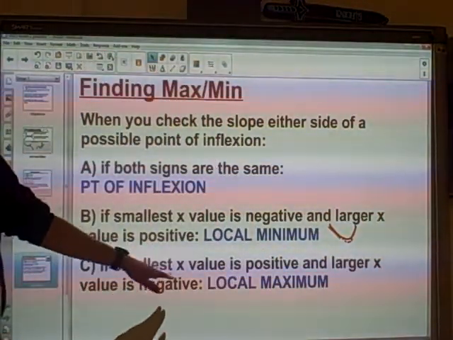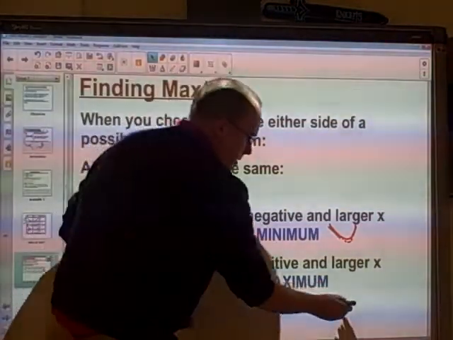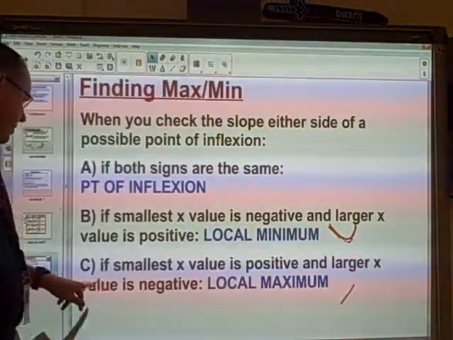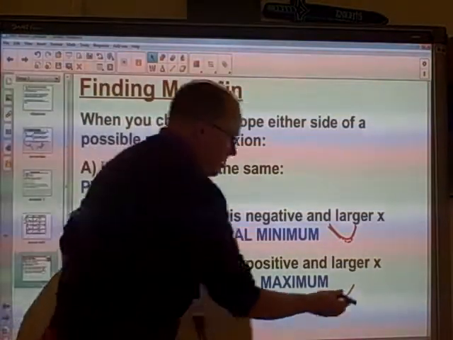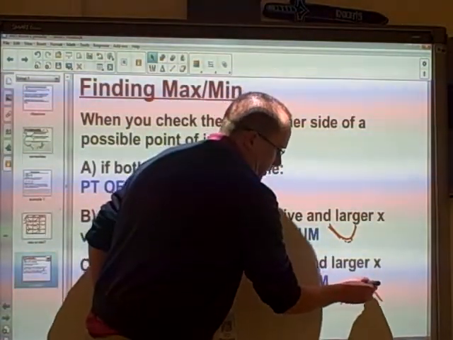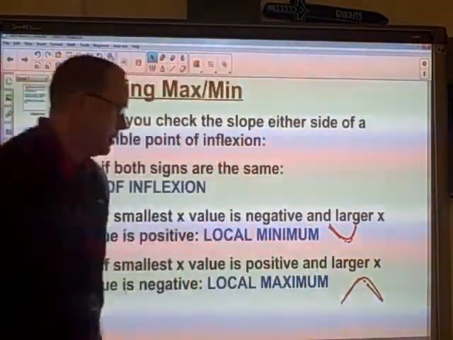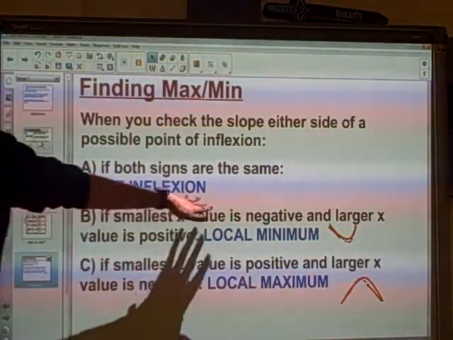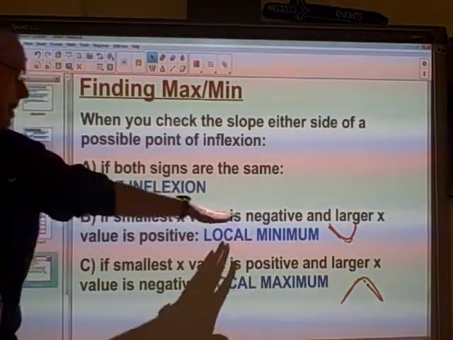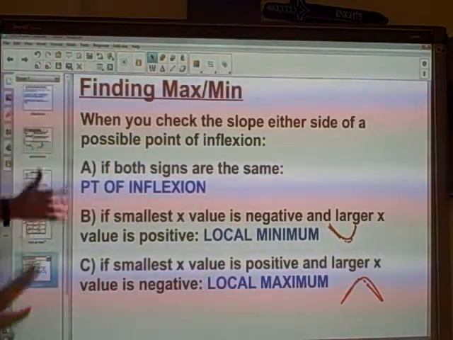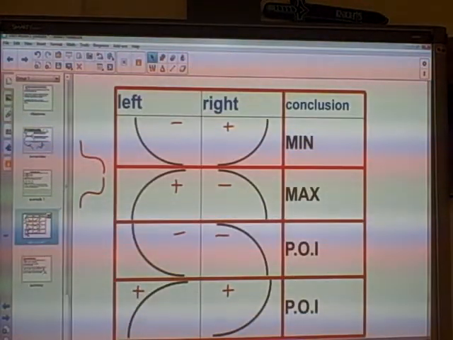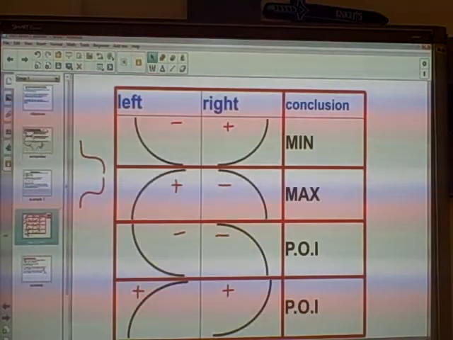And if the smallest x value has positive slope, something like this, and the larger x value has negative slope, like this, and then we fill in the gaps as well, you can see that you can get a maximum. So if you're copying those definitions, make sure you add the word slope in there, it's negative slope. But that's your little summary, or if you prefer, that's the visual presentation of the same information.